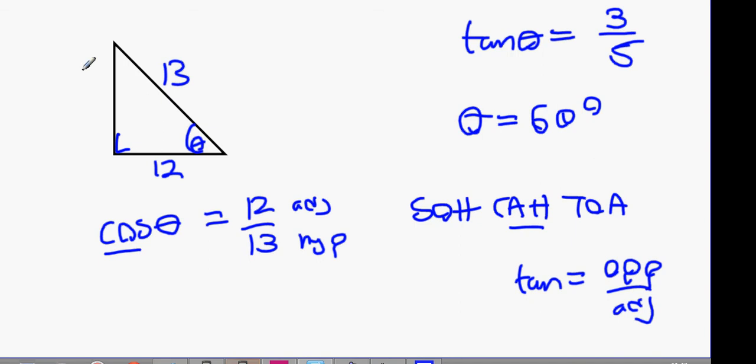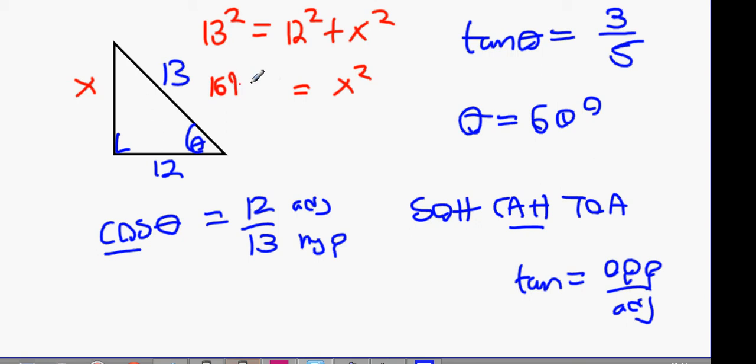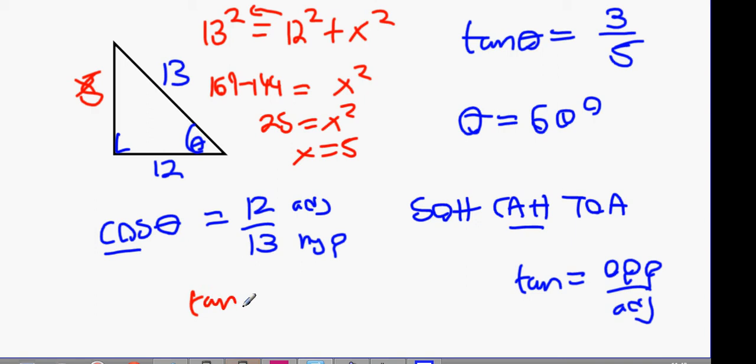You do Pythagoras' theorem. Pythagoras' theorem is the longest side squared equals the shorter sides squared added together. Then what you'll find out is x squared equals 169 minus 144, because that's what 12 squared is. Then you get x squared equals 25, x equals 5. Now you know that this side is 5. And now you know that tan theta is opposite divided by adjacent. Then you can find your tan theta to be 5 over 12. Then you're ready to start the question.